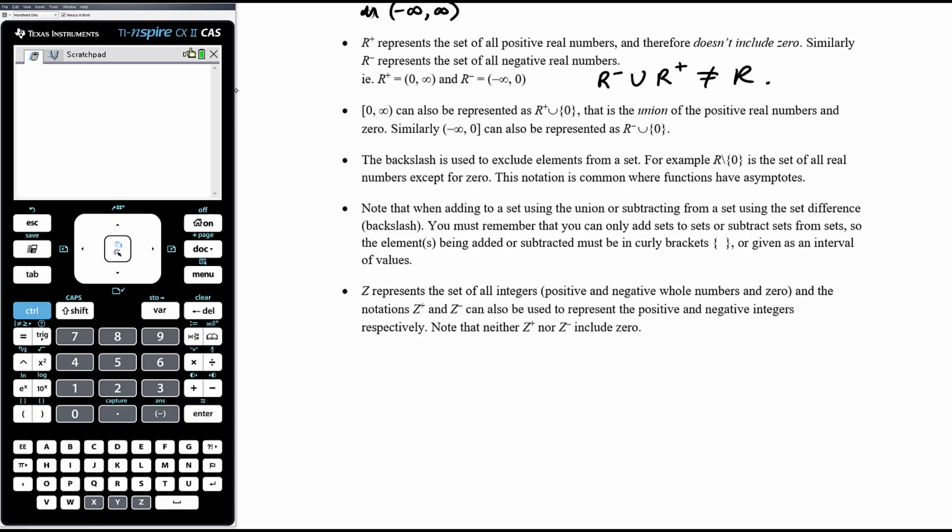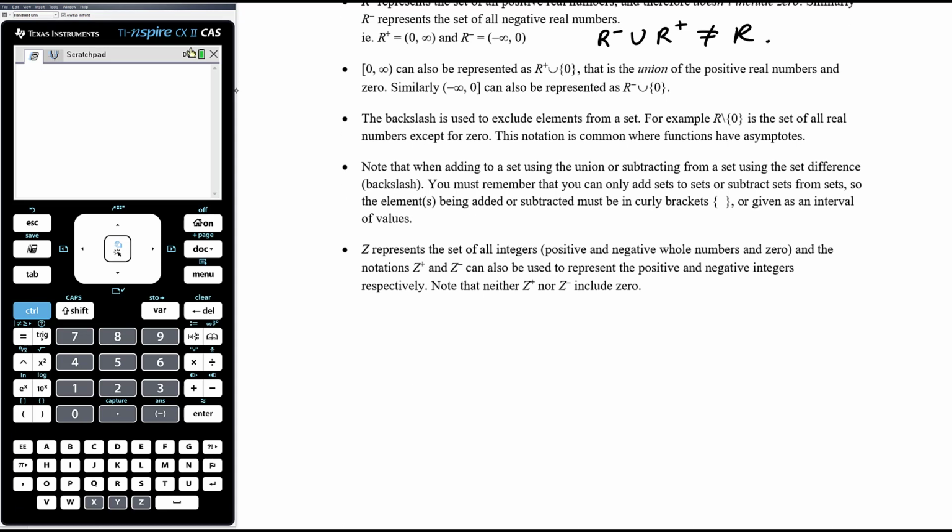The backslash is used to exclude elements from a set. So for example, R excluding 0 is a set of all the real numbers except for 0. This notation is common when functions have asymptotes. So hyperbolas in particular, truncuses, the domain would be R excluding a value.